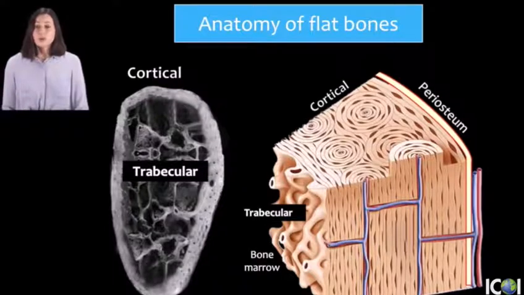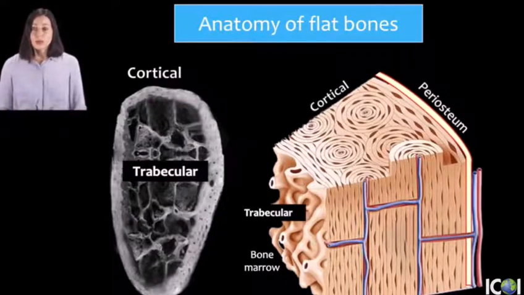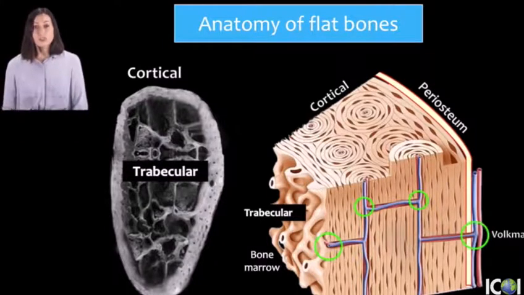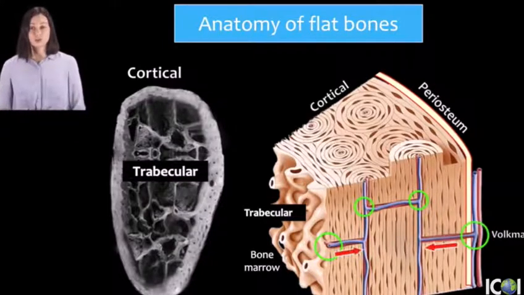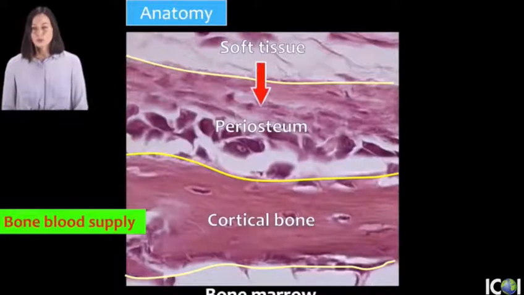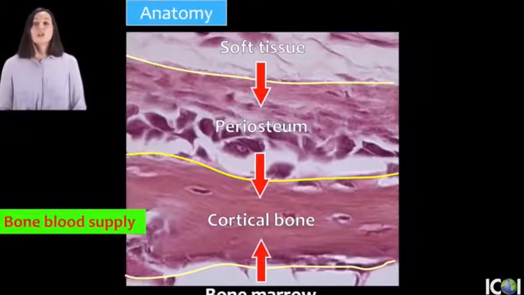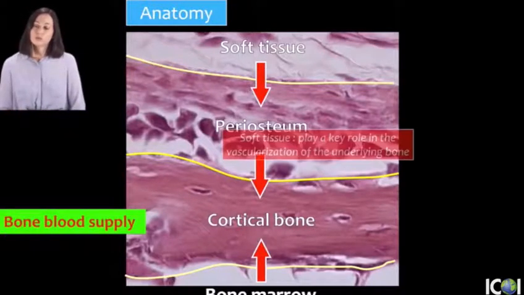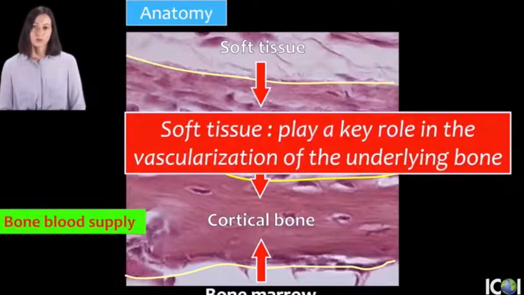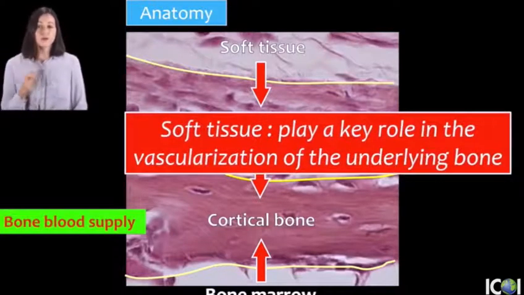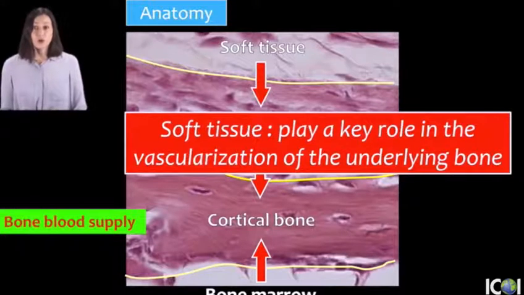Anatomy. We know that we have a cortical bone around the trabecular bone, and that the vascularization is done through the Volkmann channels. Who supplies the periosteum? The soft tissue. And after, the periosteum will supply the cortical bone and also the bone marrow. So the soft tissue plays a key role in the vascularization of the underlying bone.